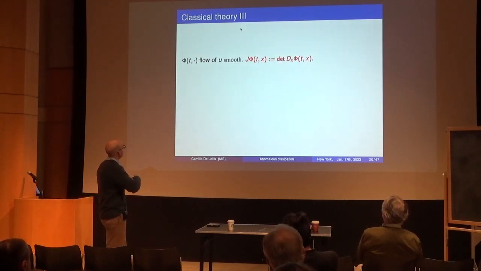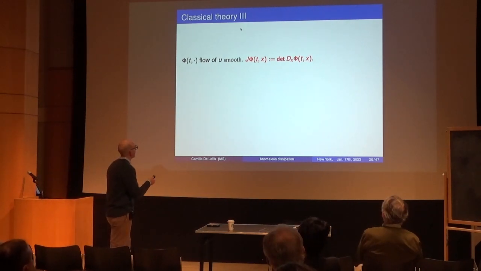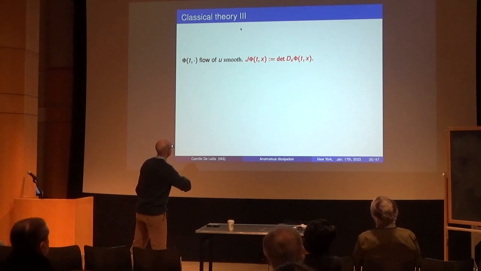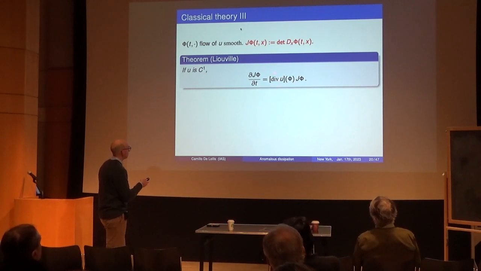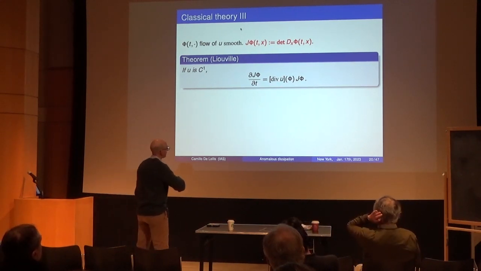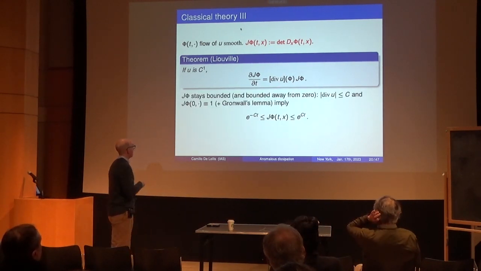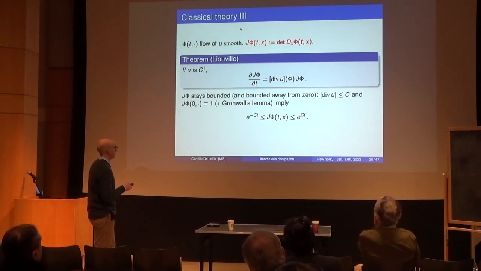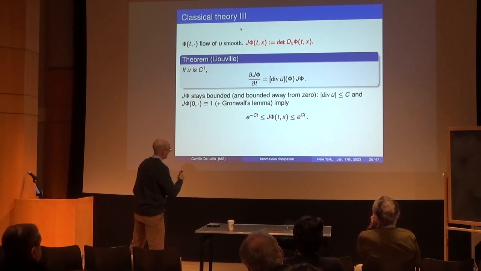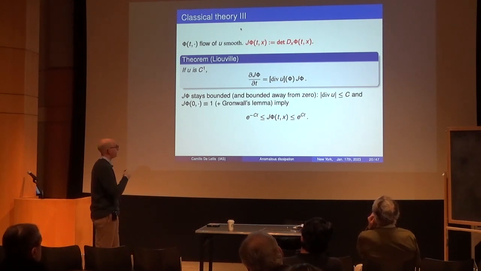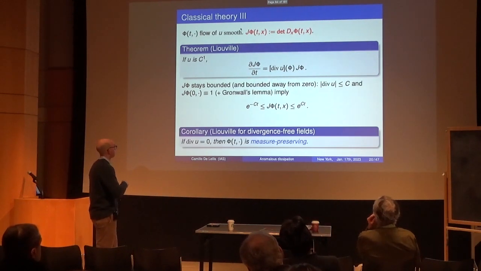Okay, now, the Jacobian determinant of the differential of the flow is actually solving the Liouville equation, right? That's the theorem by Liouville, which also tells you that if the divergence of u is equal to zero, then the flow is measure preserving. In general, if you have a bound on the divergence, of course, you have Gronwall's lemma, which is telling you that the flow has a two-sided bound on the compressibility.